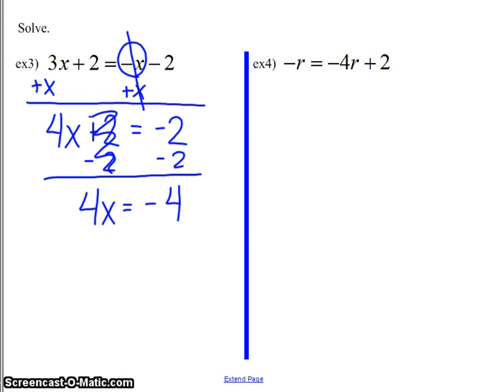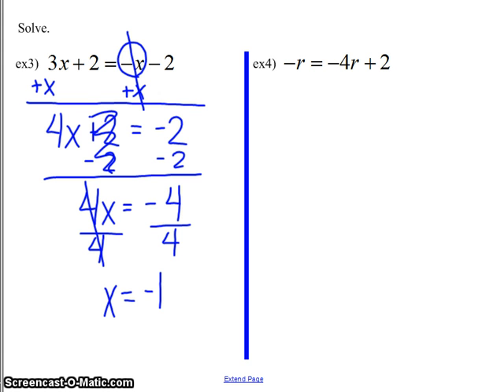And the last thing that is there to get rid of is a positive 4, and we're going to undo that multiplying through division. 4 over 4 cancels. X is now alone, and we get an answer of negative 1.